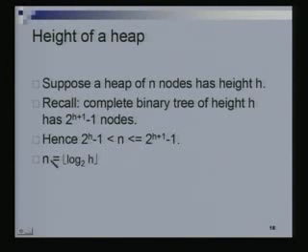Okay, this is a mistake. This should read h equals log of n. So the height of a heap is log of the number of nodes. So just interchange this h and n, please. This is an error on this slide. So if n lies between 2 to the h and 2 to the h plus 1 minus 1, then h is log of n.